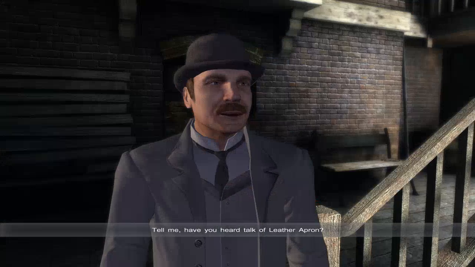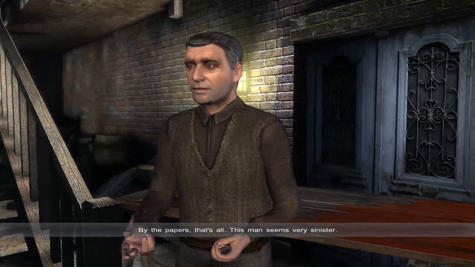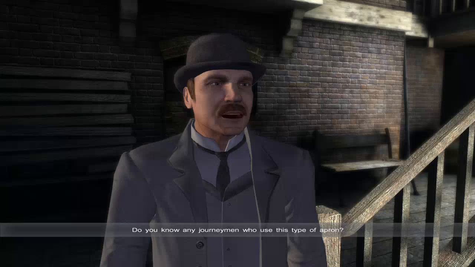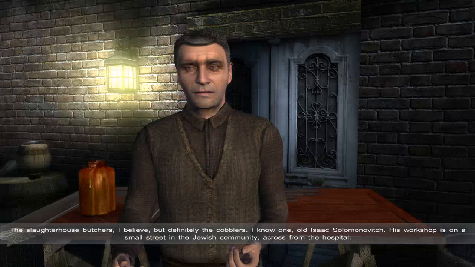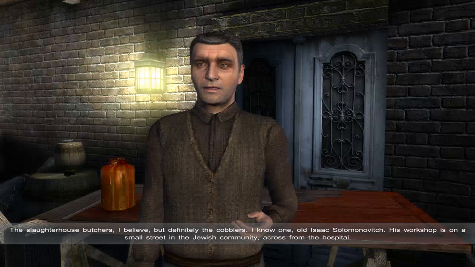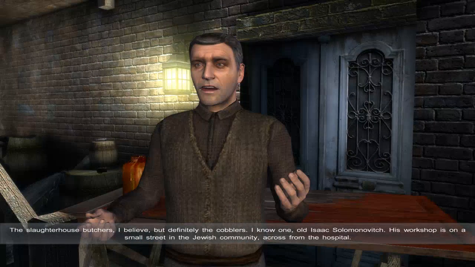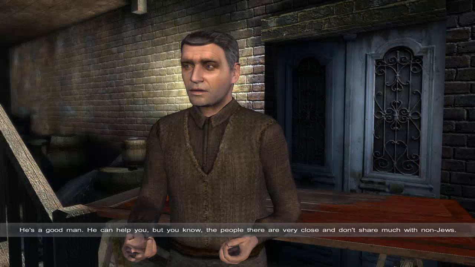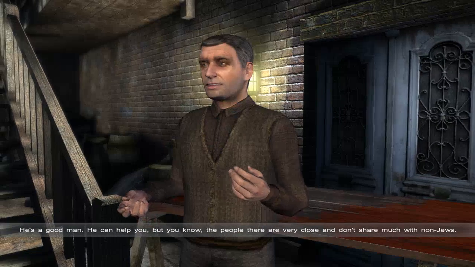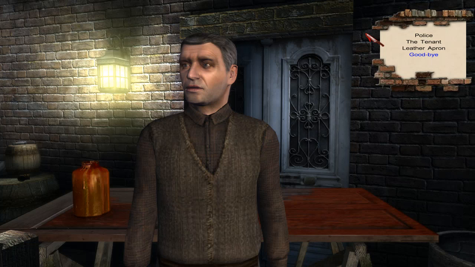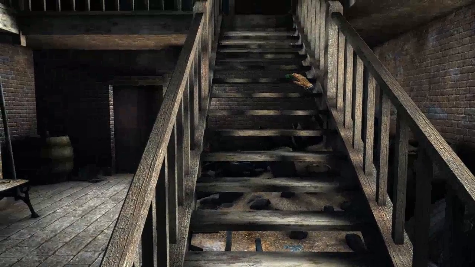A jar? Tell me, have you heard talk of Leather Apron? By the papers, that's all. This man seems very sinister. Do you know any journeymen who use this type of apron? The slaughterhouse butchers, I believe, but definitely the cobblers. I know one, old Isaac Solomonovich. His workshop is on a small street in the Jewish community, across from the hospital. He's a good man. He can help you. But you know, the people there are very close and don't share much with non-Jews. Damn Jewish people. At your service, sir. We shall blitzkrieg.